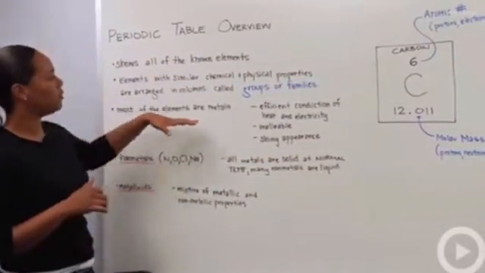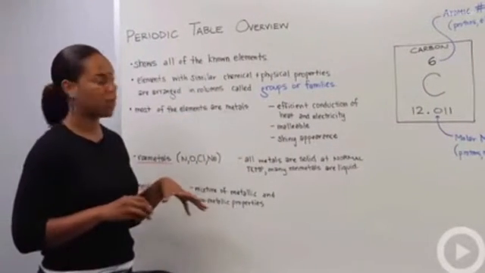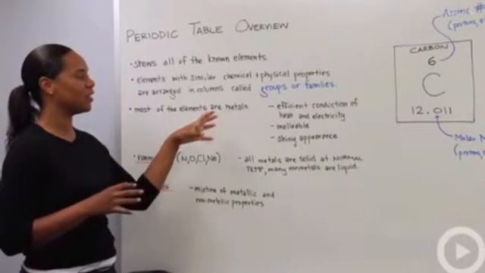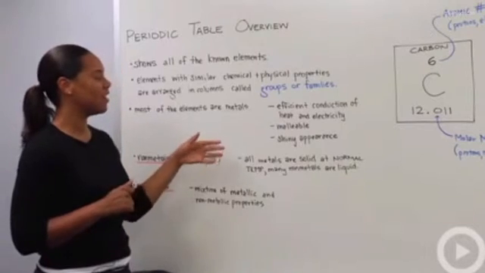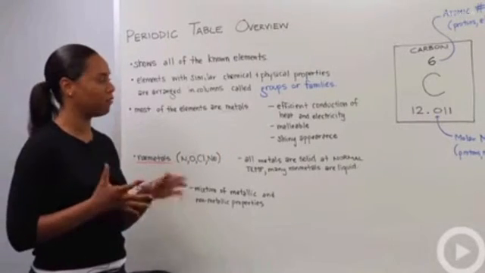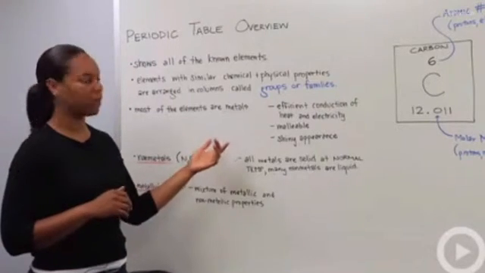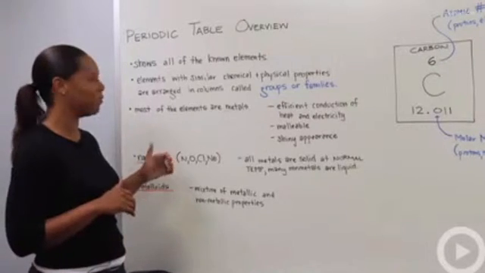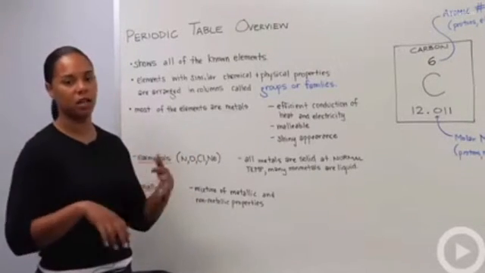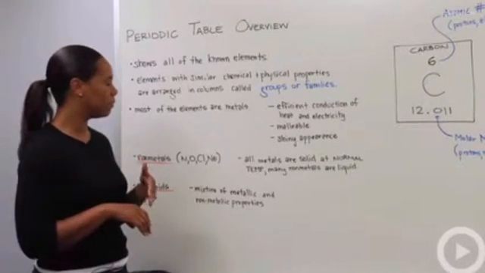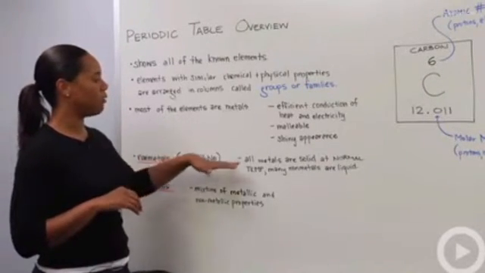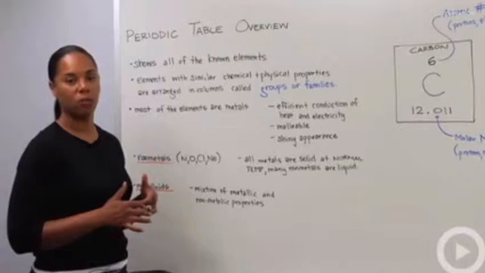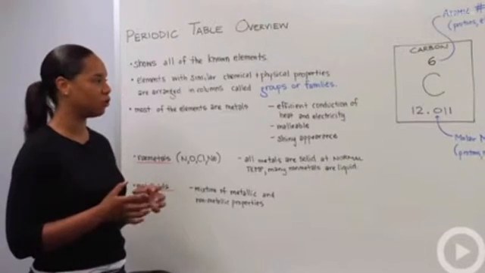Most of the elements are metals, and those are shown in blue. Metals efficiently conduct heat and electricity. They're malleable, which means that they're soft and you can kind of play with them, and they have a shiny appearance. Then we've also got the nonmetals in the top right-hand side of the periodic table, displayed in pink. Those are your guys like oxygen and nitrogen and chlorine and the noble gases. All the metals are solid at normal temperature, but many of the nonmetals are liquid at normal temperatures. That's one of the differences between the two groups.